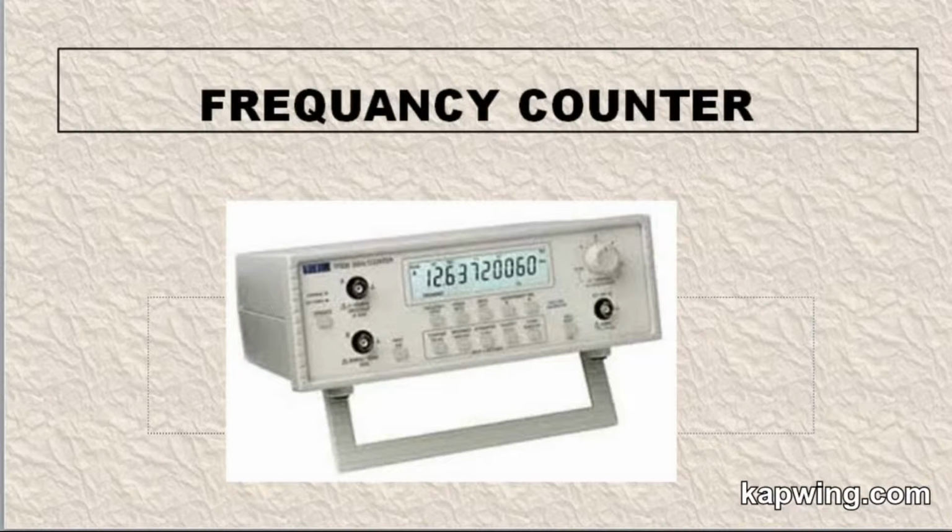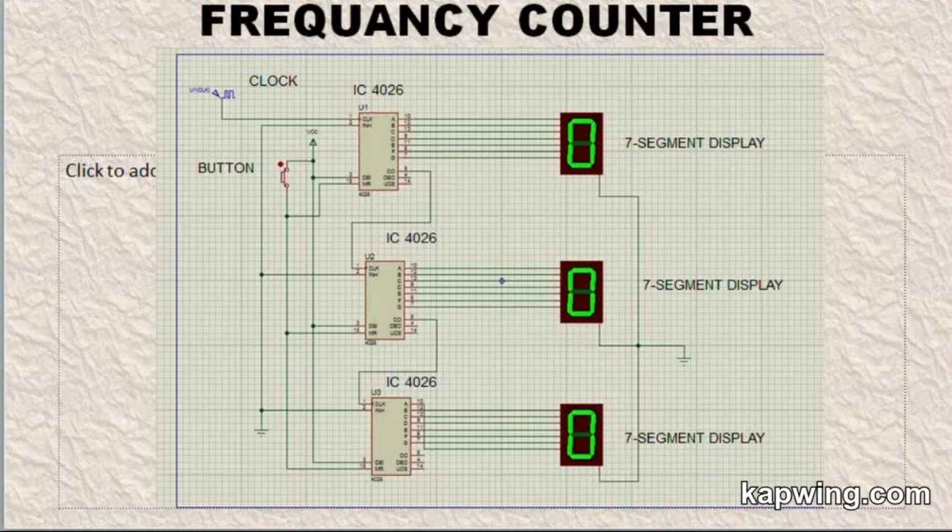This instrument measures frequency, which means that it usually measures the number of cycles of oscillation or pulses per second in a periodic electronic signal. Secondly, I would like to introduce the components that we have used to construct our circuit.